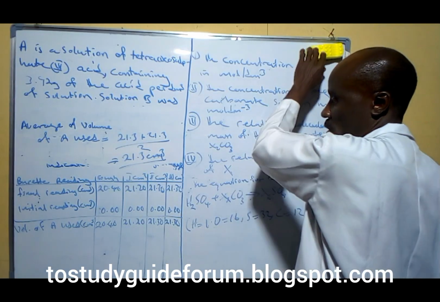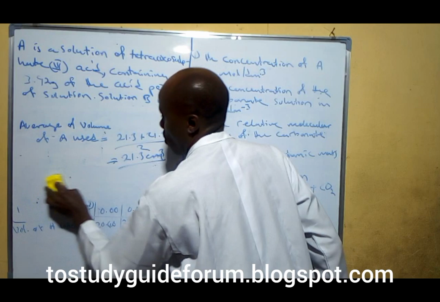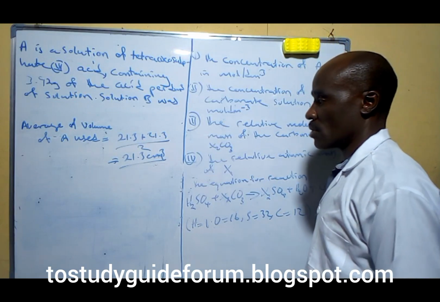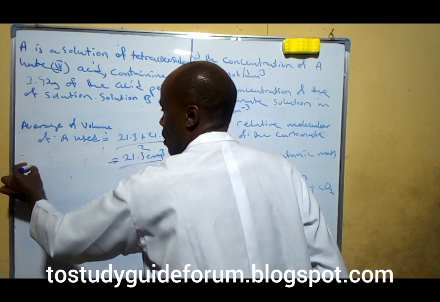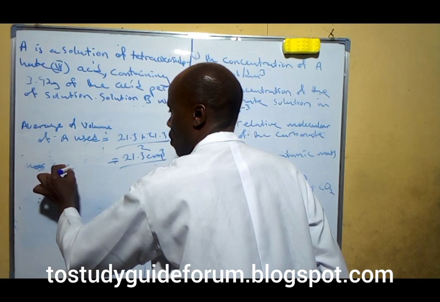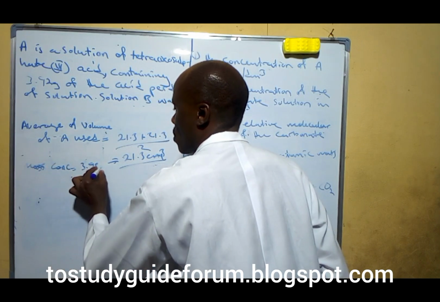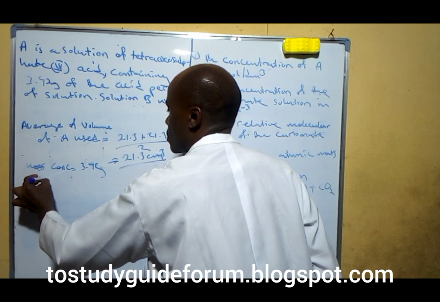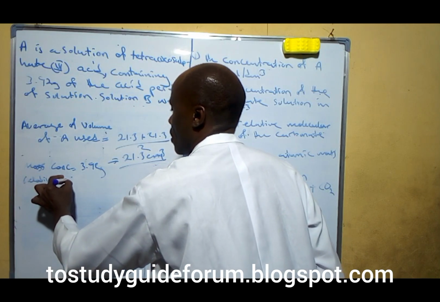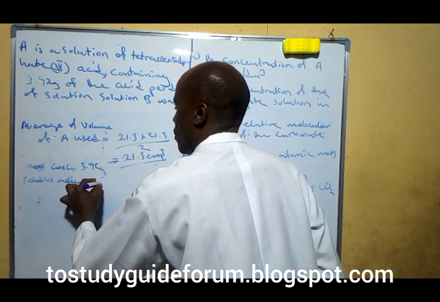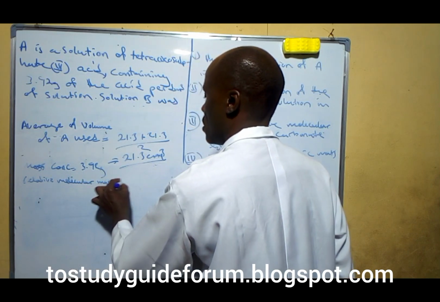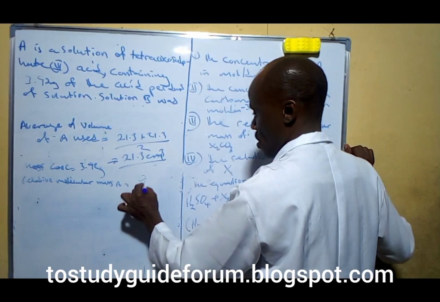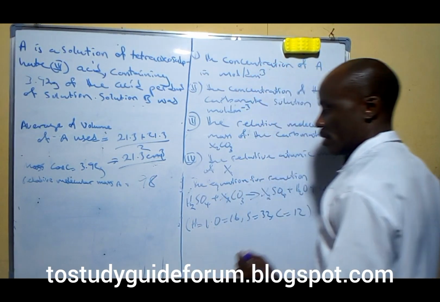The next thing we're going to do is to calculate the concentration of A in mole per dm cube. What we have as the mass concentration of A is 3.92 grams per dm cube, then the relative molecular mass of A, when you add up the whole thing, will be 98.